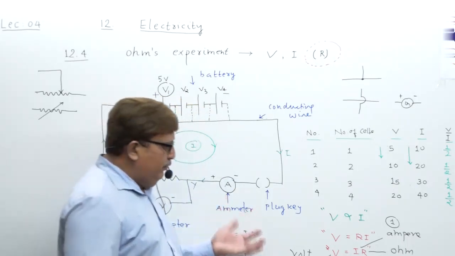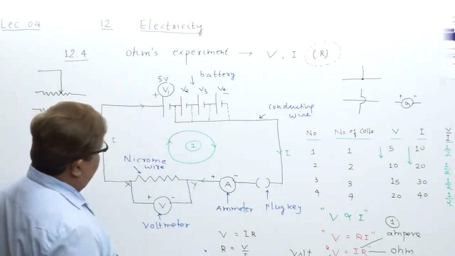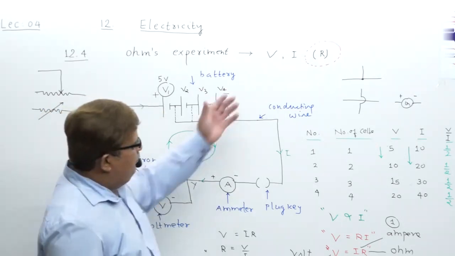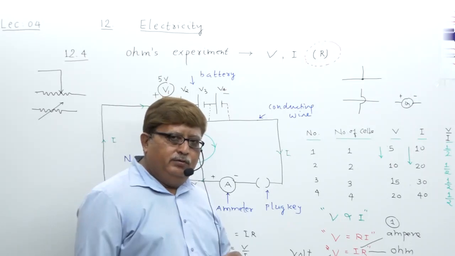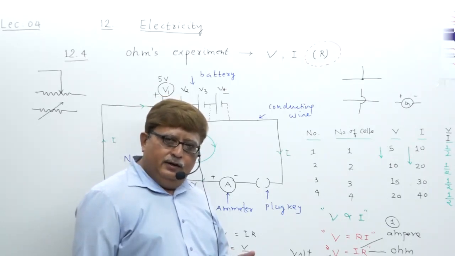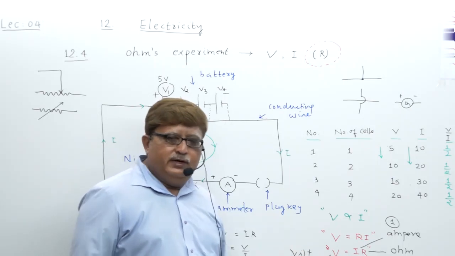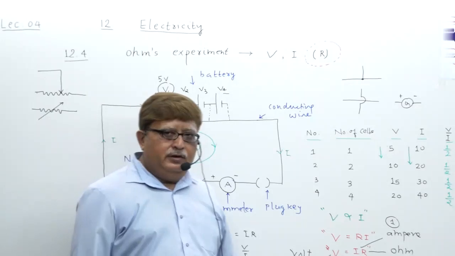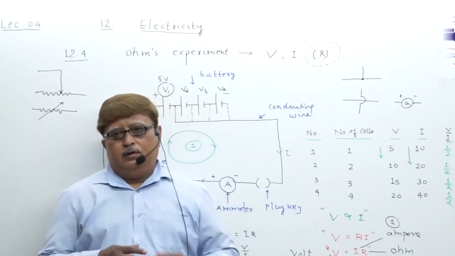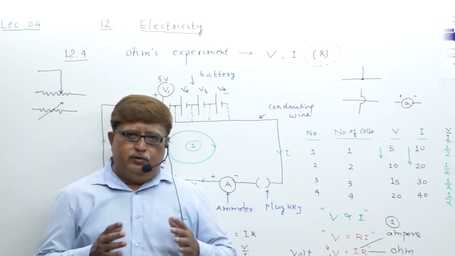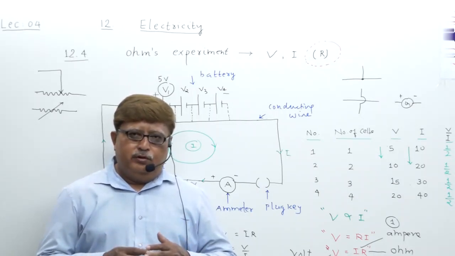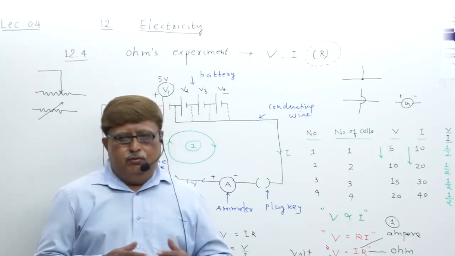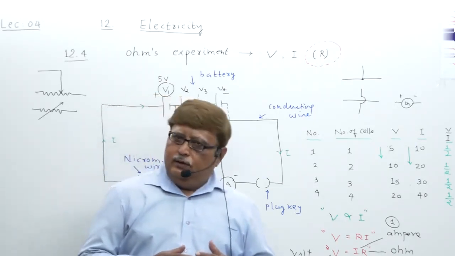So in today's lecture number 4, we discussed Ohm's experiment to establish relation between V and I. And what is Ohm's law? To sum up at the end, current flowing in the conductor is directly proportional to potential difference across two ends of the conductor.